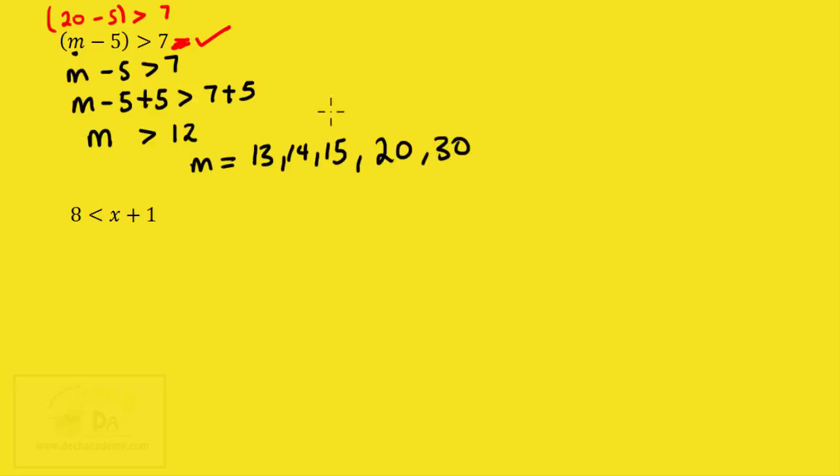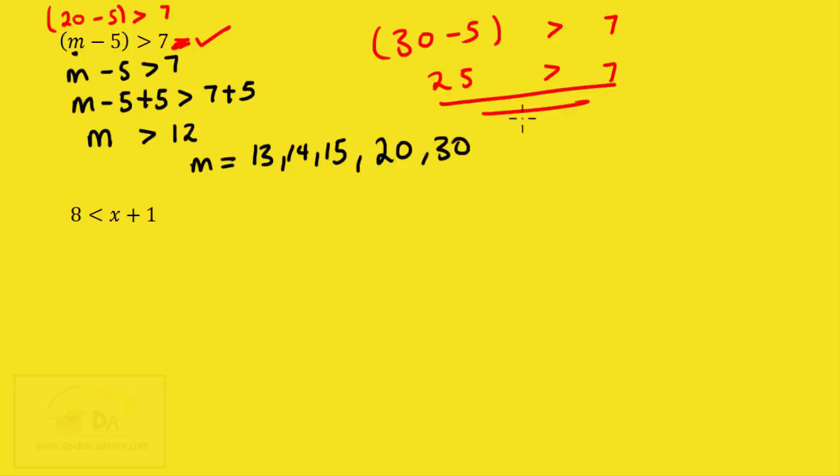When m is 30, the left hand side becomes 30 minus 5, which is 25. The right hand side is 7. As you can see, 25 is greater than 7, and the inequality requires m minus 5 to be greater than 7. When m is 30, m minus 5 is 25, which is greater than 7. So the inequality is satisfied. So as you can see, here's the solution. M takes values greater than 12.